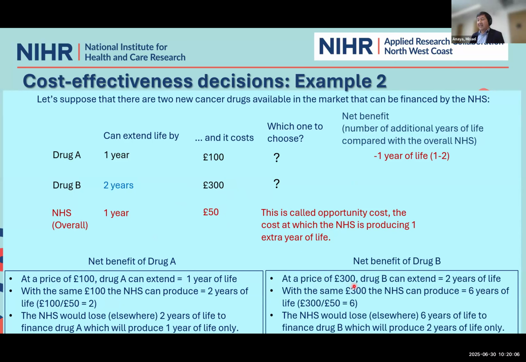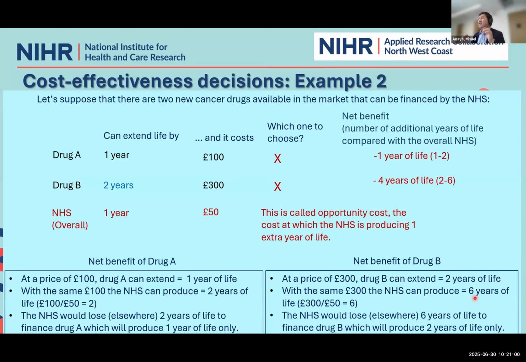So at the price of 300, which is the price of drug B, it can extend 2 years of life. With the same £300, the NHS, remember the NHS is producing 1 year of life at £50, can produce 6 years of life. So the math is simple. The overall system is reducing 6 years of life in order to finance drug B, which is gaining only 2 years of life. So drug B is reducing 4 years of life. Which one to choose? None of them.